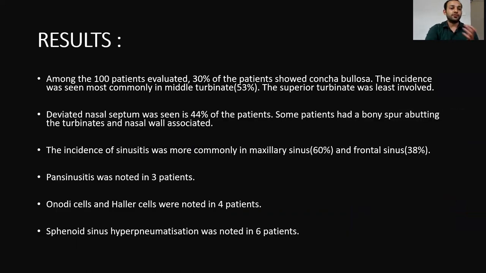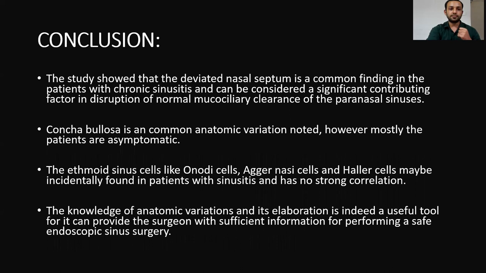The results of this study were, among the 100 patients evaluated, 30% of the patients showed concha bullosa. The incidence was most commonly seen in the middle turbinate. Deviated nasal septum was seen in 44% of the patients. Some patients even had a bony spur abutting the nasal turbinates and the nasal wall. The incidence of sinusitis was more common in the maxillary sinus and frontal sinus. Pansinusitis was noted in 3 patients, and sphenoid sinus hyperpneumatization was noted in 6 patients.